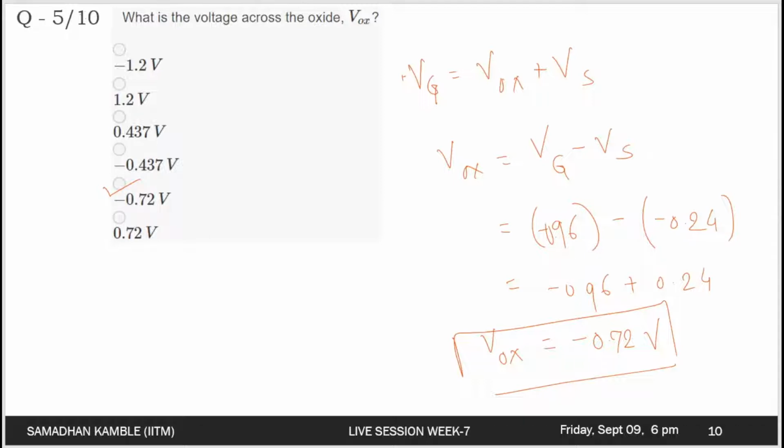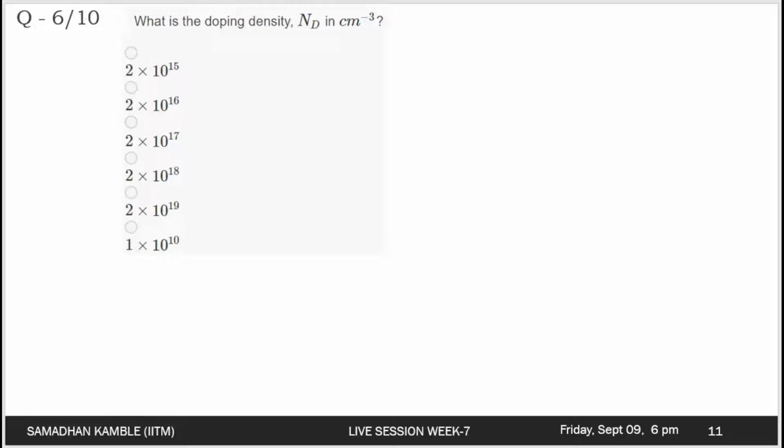Okay, so the next question is as follows. Here we are asked to find the doping density Nd in per centimeter cube. For that we can use the phi f formula. We know that phi f, which is the difference between the intrinsic energy level and the Fermi level in the semiconductor side, is given by kT over Q ln of the doping concentration Nd over the intrinsic concentration Ni.